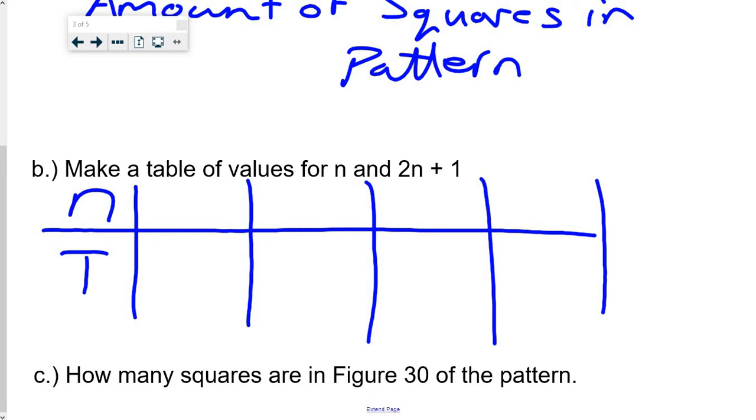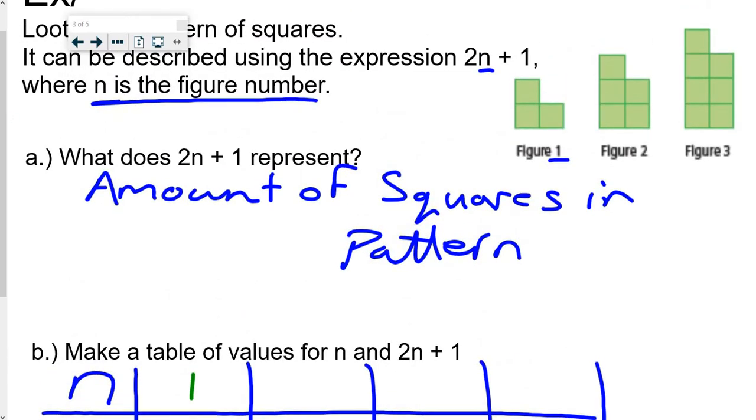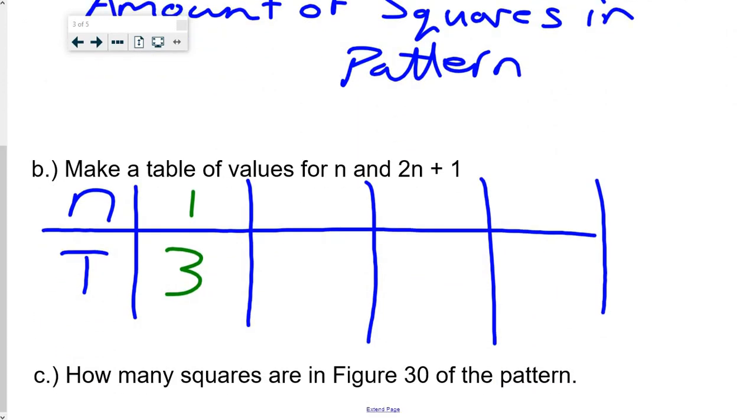So 2n plus 1, if we put 1 where the n is, we know that 2 times 1 is 2, plus 1 equals 3. So your tiles are 3. And that's shown up here as well. Figure 1 has 3 tiles. Figure 2, 1, 2, 3, 4, 5 tiles. So you'll have 5 tiles in the second one. And when we plug in 2n, 2 times 2 is 4, plus 1 is 5. If we have 3, we'll have 6, plus 1 is 7.